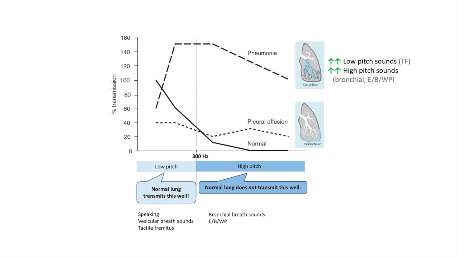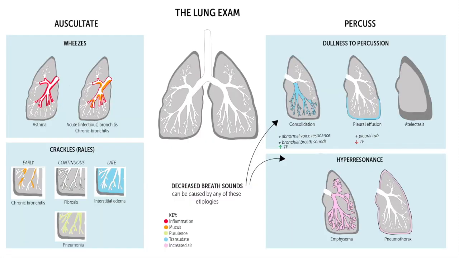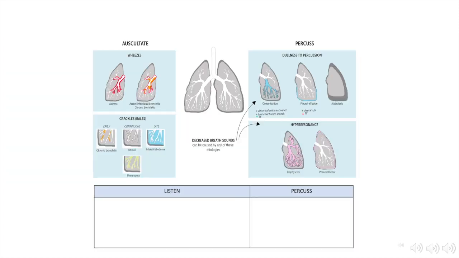Contrast that with a pleural effusion. Instead of the fluid inside the normal sound-transmitting lung parenchyma, like a consolidation, the fluid is in the pleural space and instead insulates that sound. So you have decreased sound transmission in the low pitch range, so decreased tactile fremitus, and equivocal findings in the high pitch range, but much lower than pneumonia. Now that we've reviewed this schemata, let's apply it to a few patient cases.